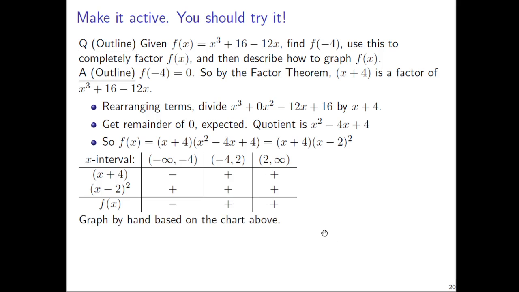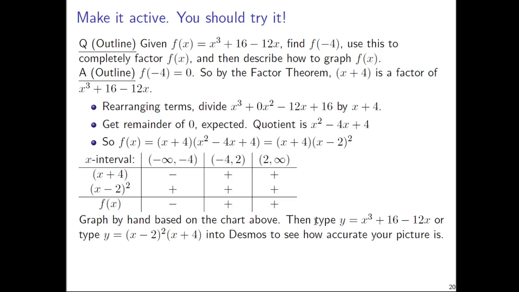Then you really ought to try. Again, this is very much in outline form, but based on this chart, please try graphing by hand. Based on this minus plus plus, what should the graph look like? I won't do it here, but you should go check. Type y equals the original x cubed plus 16 minus 12x into Desmos, or if you want, type it in the factored form, that's fine too. I just swapped the order around. You can type y equals x minus 2 quantity squared times x plus 4 into Desmos. Both of these should give you the same picture, and you can see how accurate your picture is.